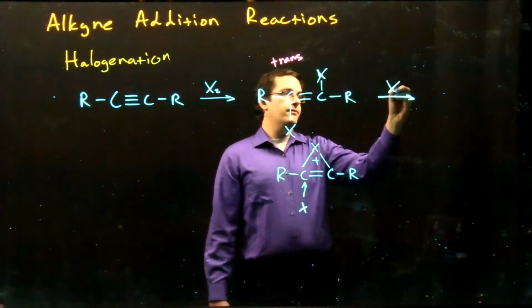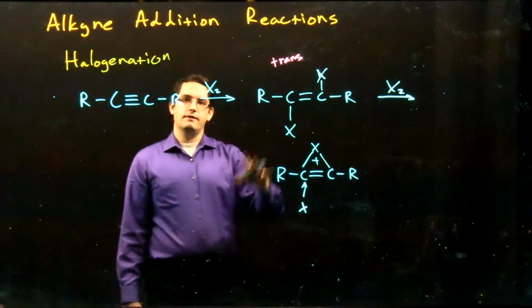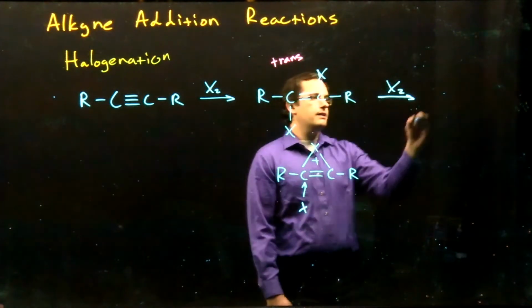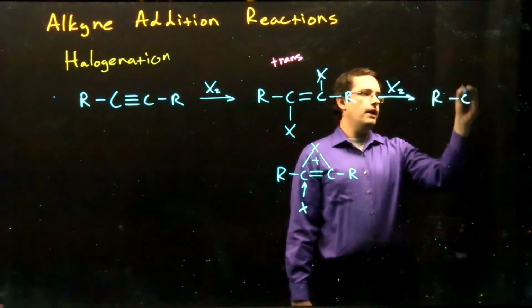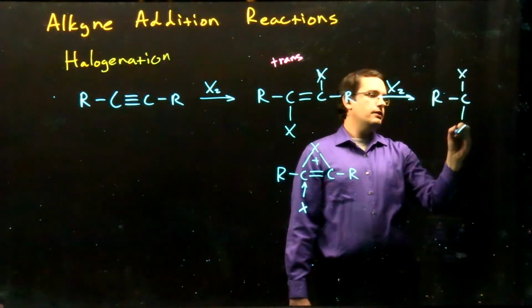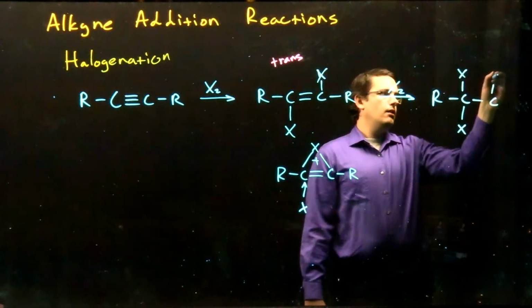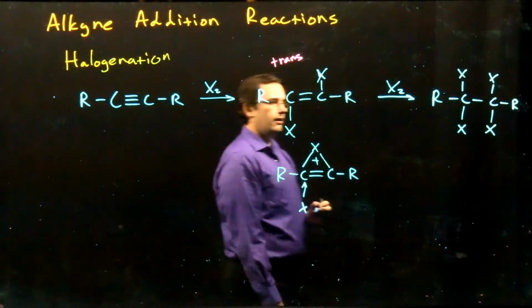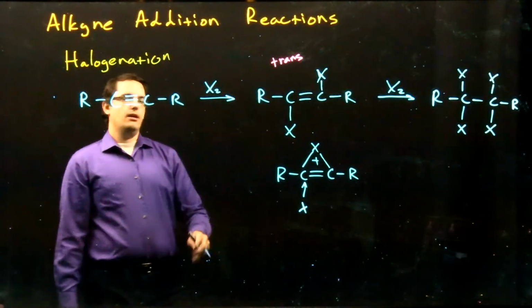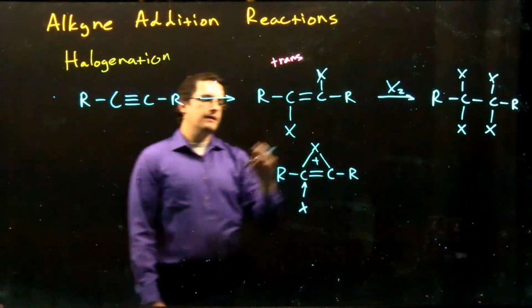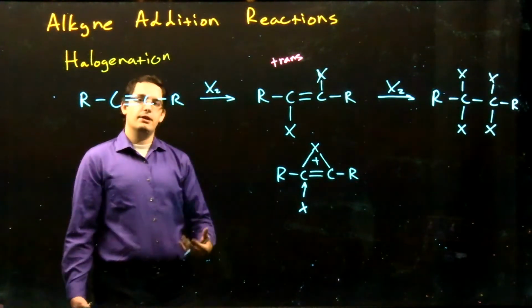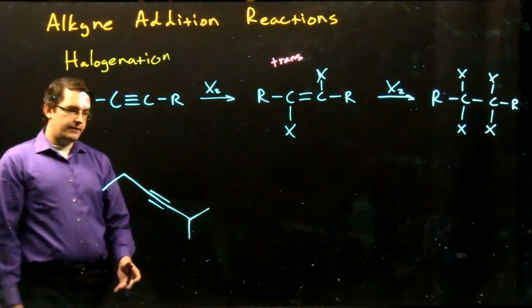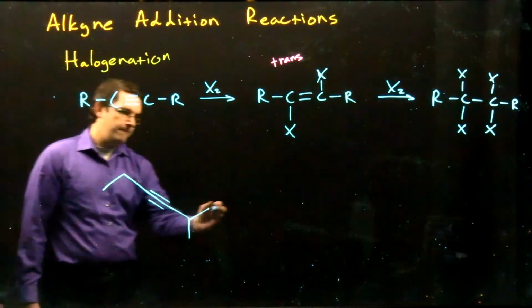So depending on if we have a small amount of halogen or a large amount of halogen, we can actually react a second time and create a tetrahalide where we add on a second halogen onto either side of our double bond. Right? So both of these products are possible depending on how much of our halogen we have. Again, let's look at a specific example using our alkyne here.